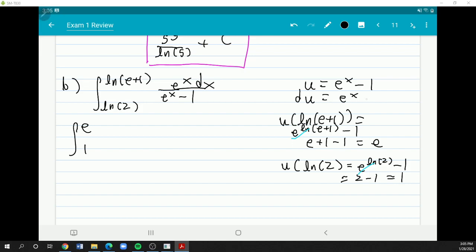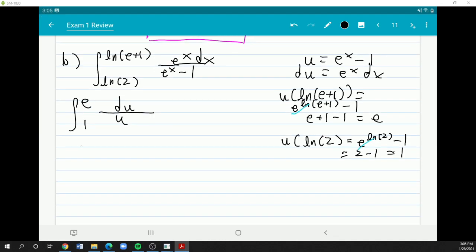du is e to the x dx. So the top becomes a du. And on the bottom I have a u. Lo and behold, this is exactly the integral of log. Or this is, I integrate this and I get log. So I get log of u. And I evaluate that thing from 1 to e.